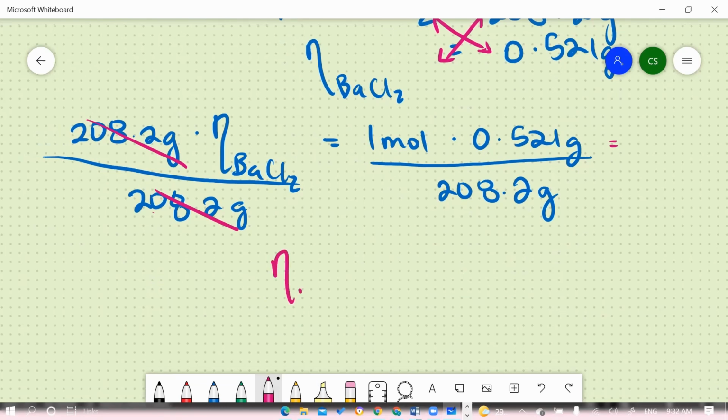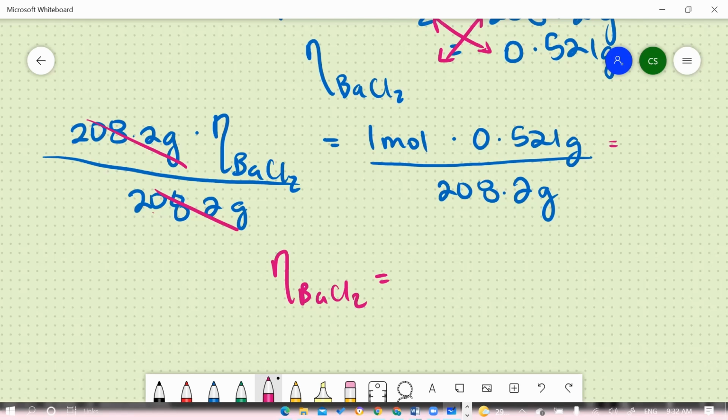What's your answer? 0.521 divided by 208.2. Big fraction that is. I'm tempted to give it to you like that. The number looks weird, but it's not wrong.